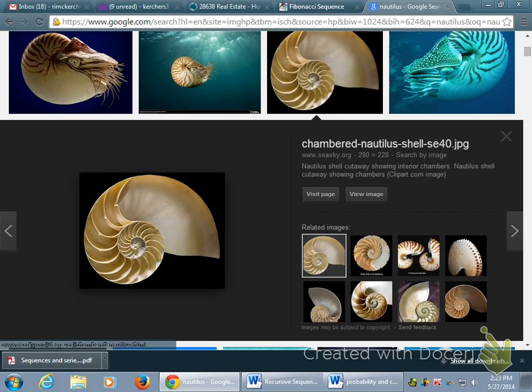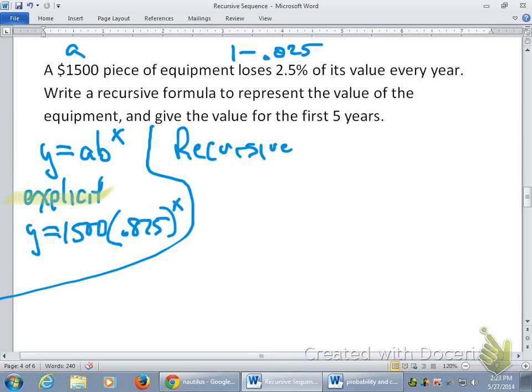A lot of times people prefer the explicit formula. It's easier, more straightforward, and that's fine. But sometimes, when we're not good at formulas, a recursive formula works out because it's more intuitive. So instead of writing the explicit formula, we're going to write the recursive.